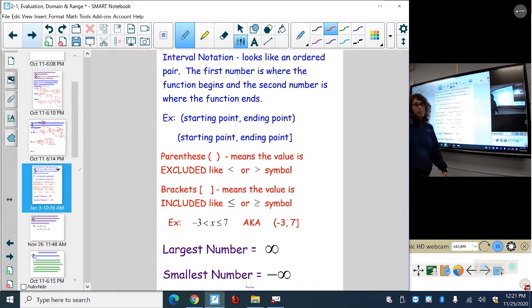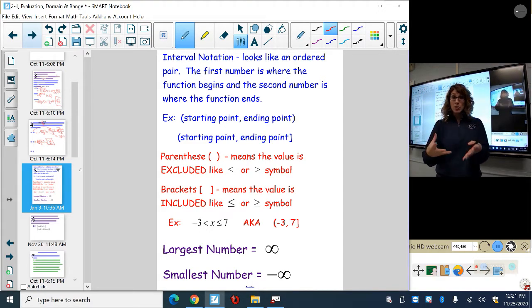Interval notation. Okay, now this is the actual meat and potatoes of this section. We're talking about domain and range. Remember I said domain corresponds to x, range corresponds with y.